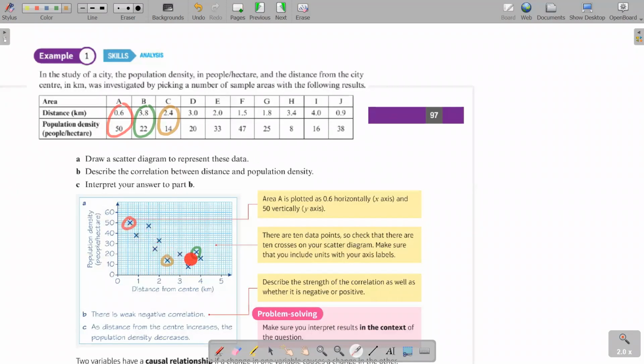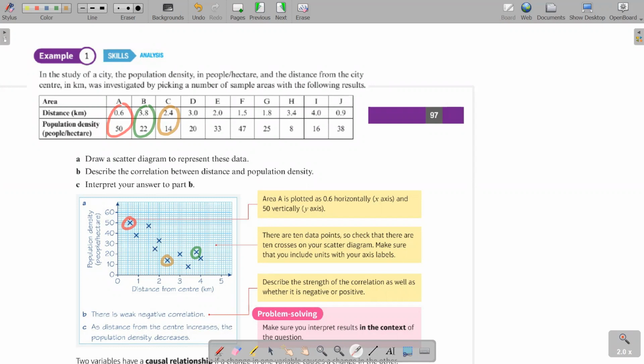Okay, so guys, by going through this scatter diagram, you can see it shows a kind of pattern, right? There's a downward trend, so it's pretty obvious. As the distance is increasing, we can see the population density is going down, right? So you can see there is a correlation. They are saying describe the correlation between the distance and the population density. So you have to describe it in words.